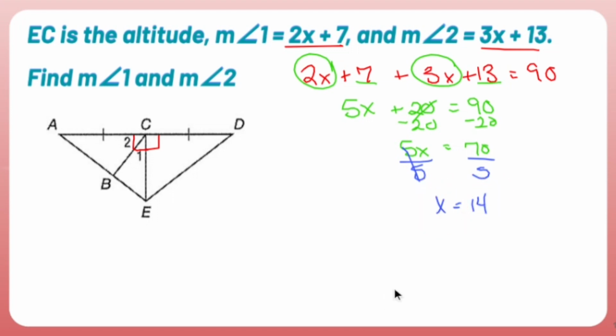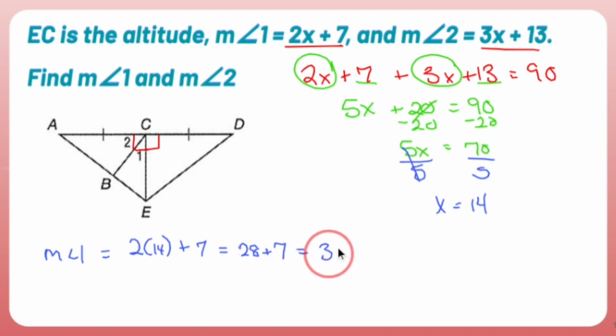Done, right? Wrong. We're supposed to find the measure of angle 1, not just x. And we know that the measure of angle 1 is 2x plus 7. So the measure of angle 1 is going to be 2 times 14 plus 7. 2 times 14 is 28, and 28 plus 7 is 35. So the measure of angle 1 is 35 degrees.